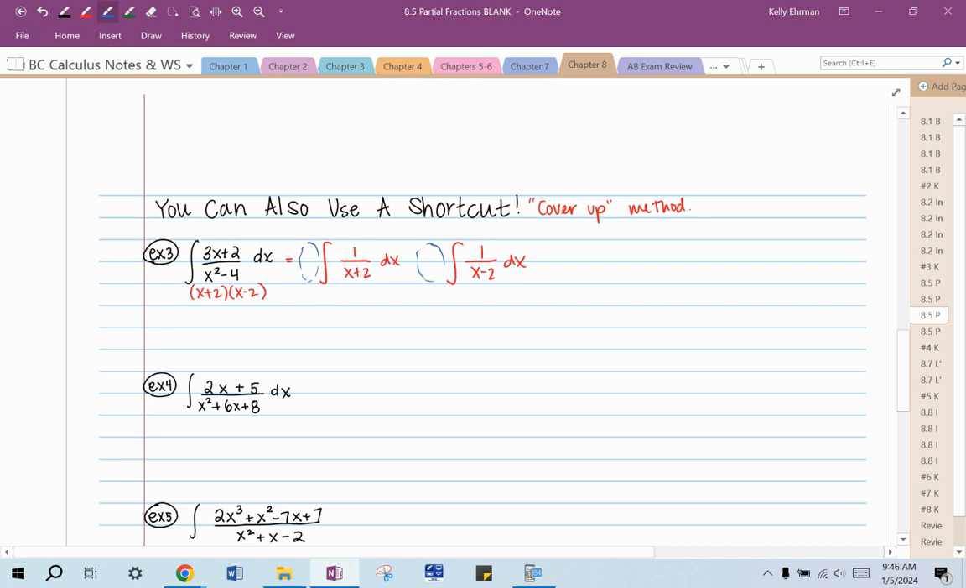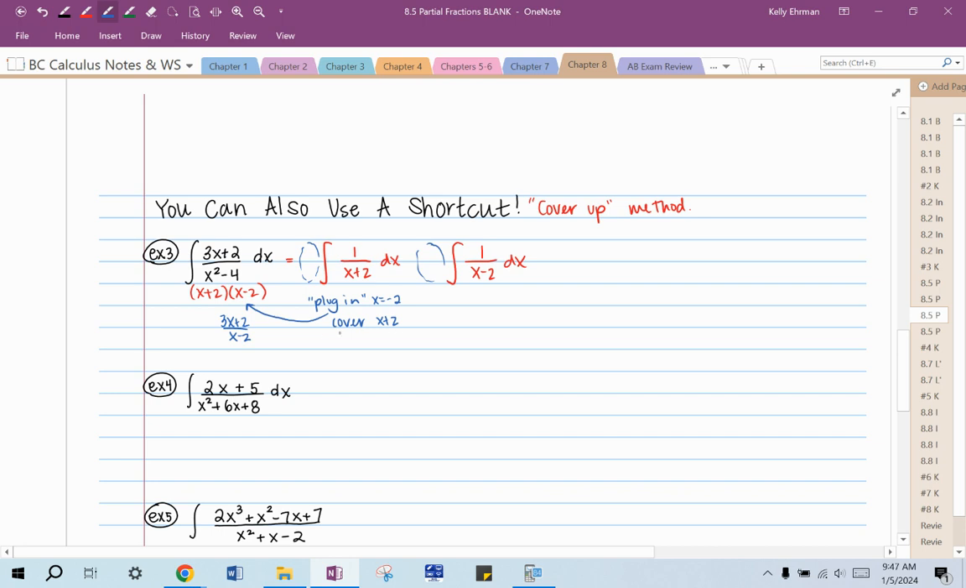All right, so how do we do this? To figure out this first one, you kind of plug in x equals -2 into this expression here, but you cover the x plus 2. So what does that mean? It means cover up x plus 2, and you're just plugging into 3x plus 2 over x minus 2. All right, so covering that up means I'm not going to be plugging -2 into that.